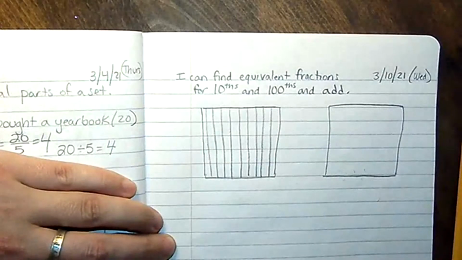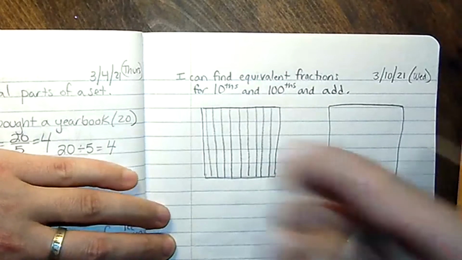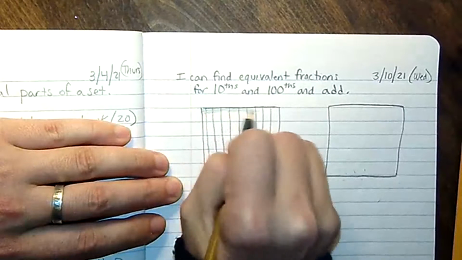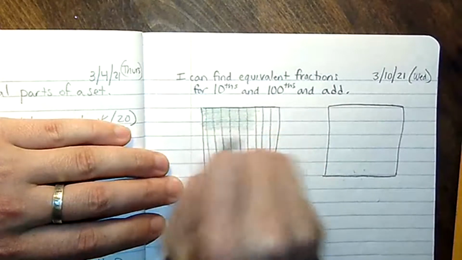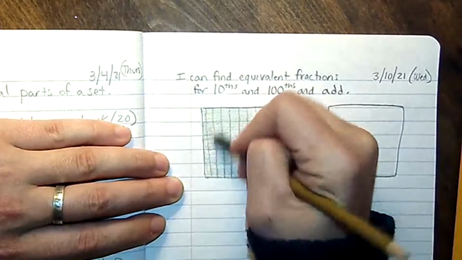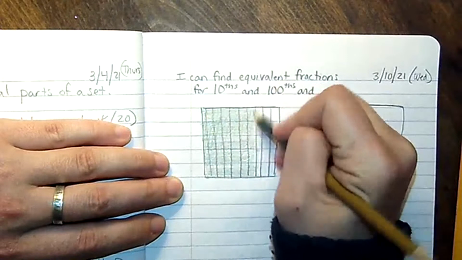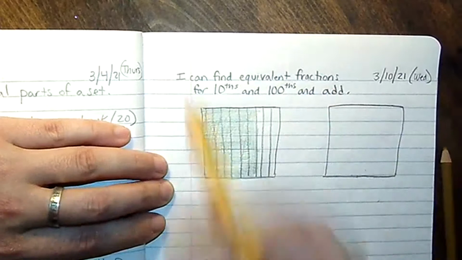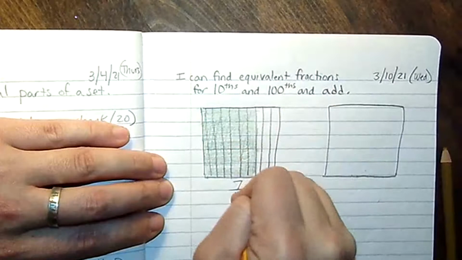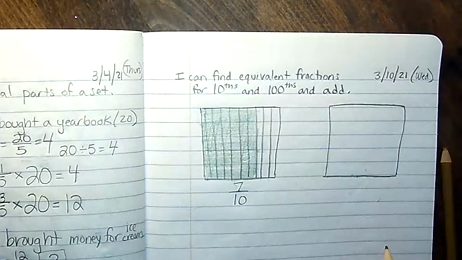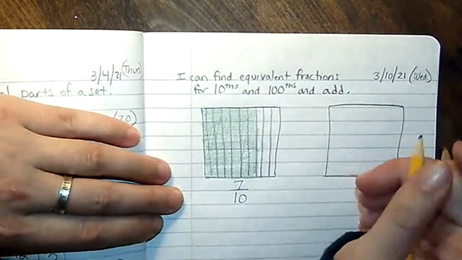And I'm going to color in some of my chocolate bar. So let's see here. I'm going to get a colored pencil. And I'm going to shade in 1, 2, 3, 4. I'm going to shade in 7 of my pieces. So if I had 10 pieces to start with, and I decided to shade in 7 of them, how much did I shade in? I would have shaded 7 tenths. Do you guys agree with me? Absolutely.